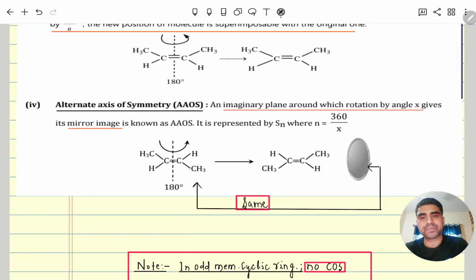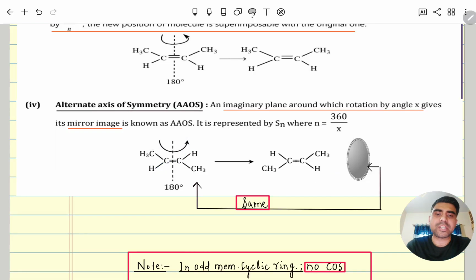Alternate axis means that if this molecule is rotated through a certain angle about one axis, the molecule obtained after rotation is a mirror image, and this one will be the same. Here it is telling that an imaginary plane around the rotational axis, with rotation by angle x, gives a mirror image, meaning that after rotation this one is the mirror image of this molecule.